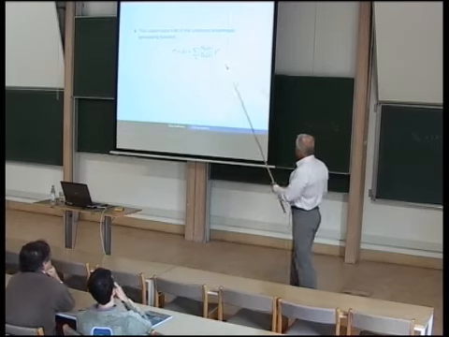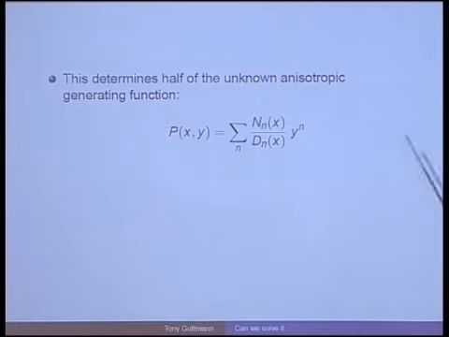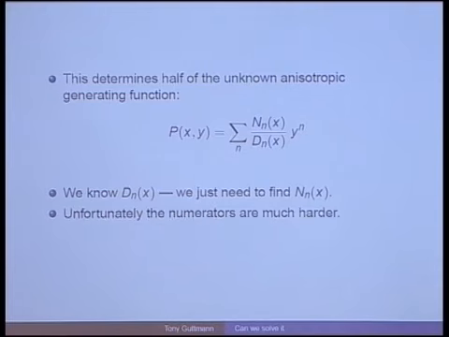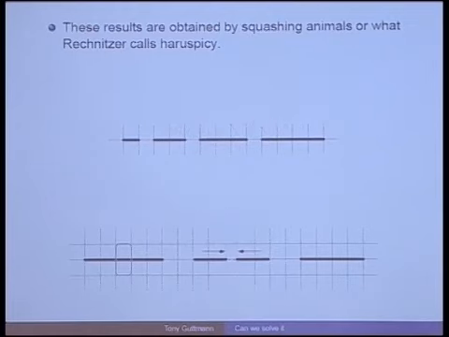And as Alan points out, this determines half of the unknown anisotropic generating function. We know the denominator, we just need to find the numerator. Unfortunately, these are much harder, and you'll see why. So these results are obtained by squashing animals, or what Rechnitzer called haruspicy.